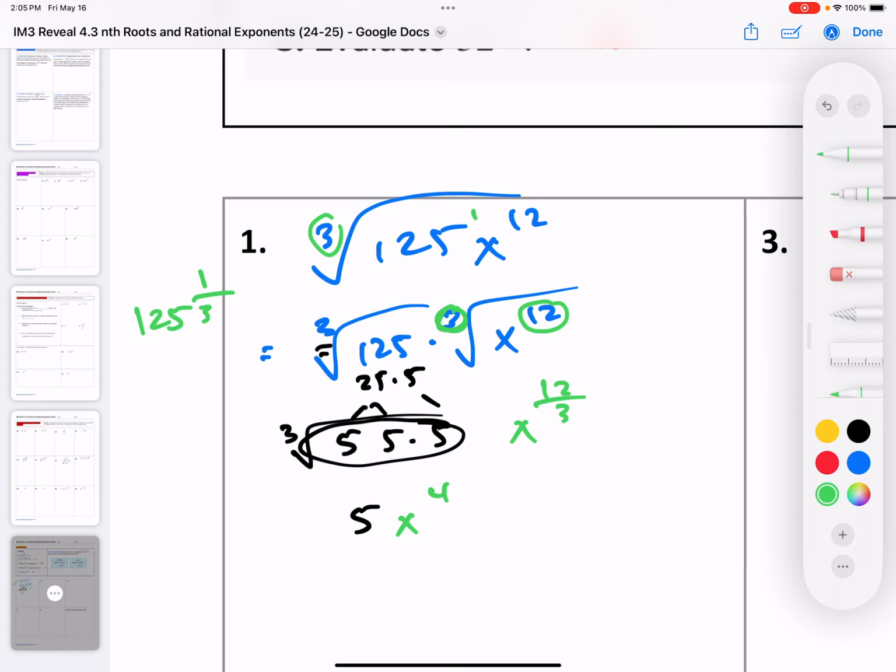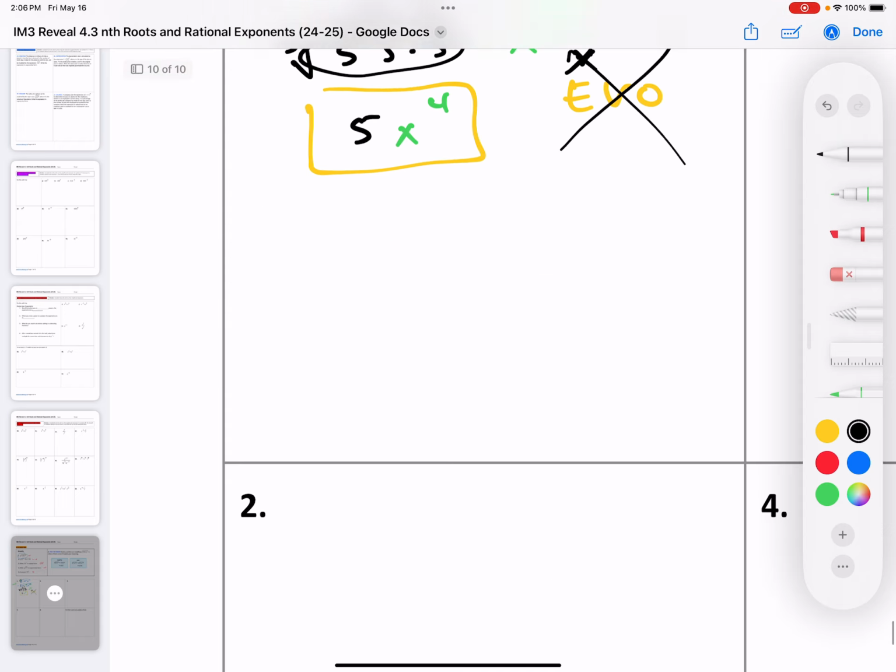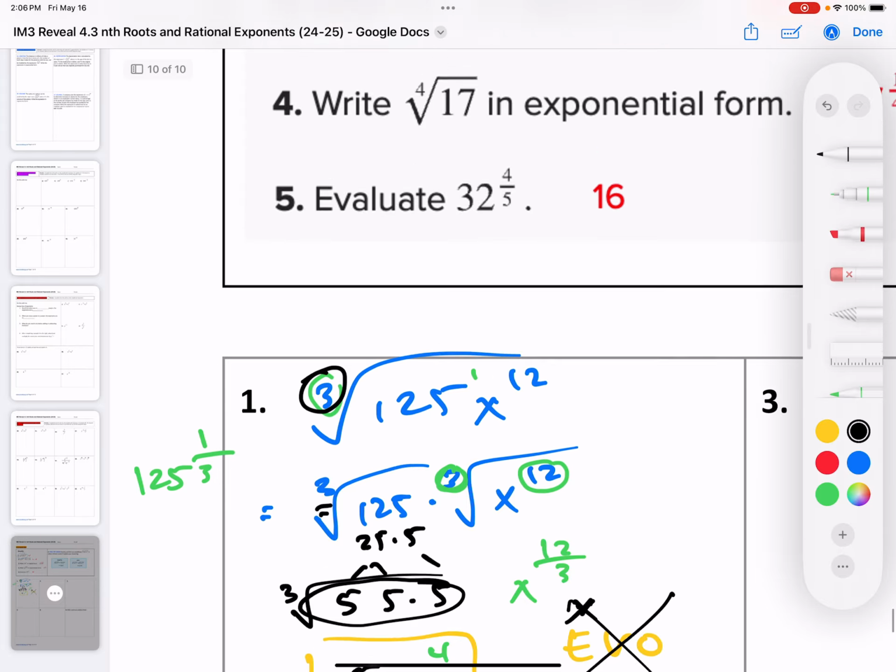Okay, now I did warn a couple of you guys that you might have to apply EVO. So I'm just going to go through this really quickly. The index, is this even? The answer is no, so there's no EVO. Okay? Number 2, gotta write down the problem.